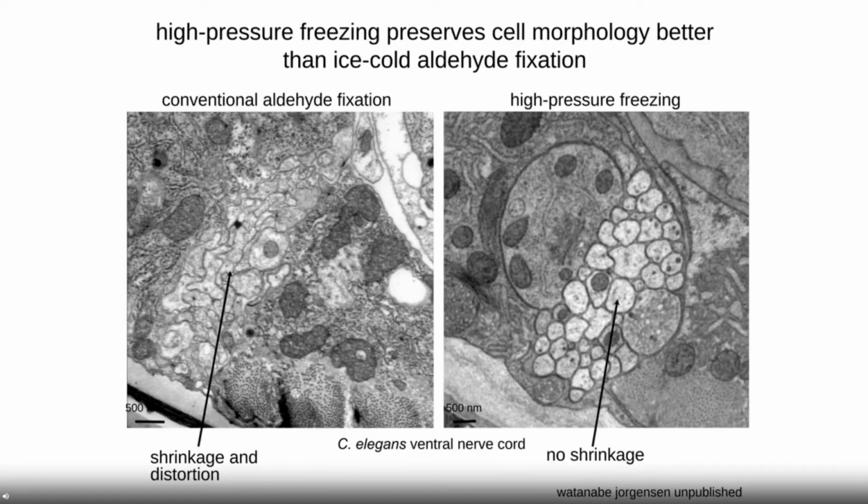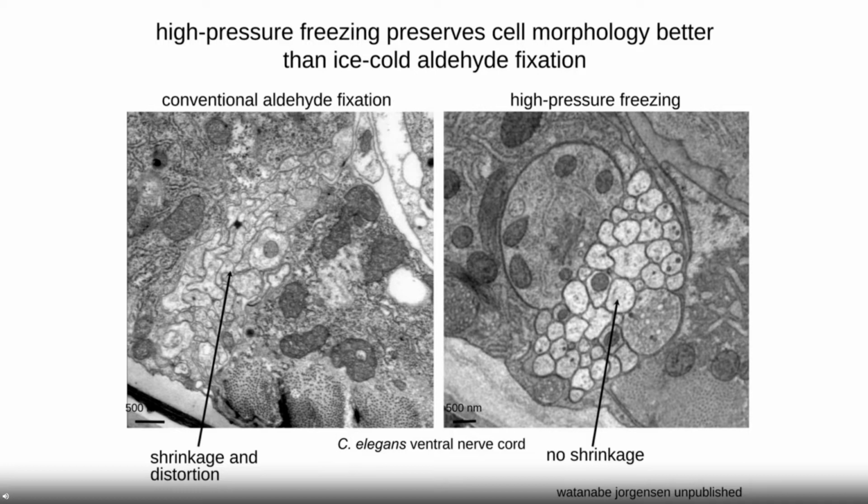And here is an example image. This is the same C. elegans ventral cord that I showed you earlier, on the right side with the high pressure freezing. But if you look at the conventional aldehyde fixed tissues, all these tissues are there, but if you look at the morphology, the neurons are more like jigsaw puzzle pieces. And if you look at the mitochondria in muscle tissues, their membrane is kind of ruffled. So the morphology is really different from what you see on the right.